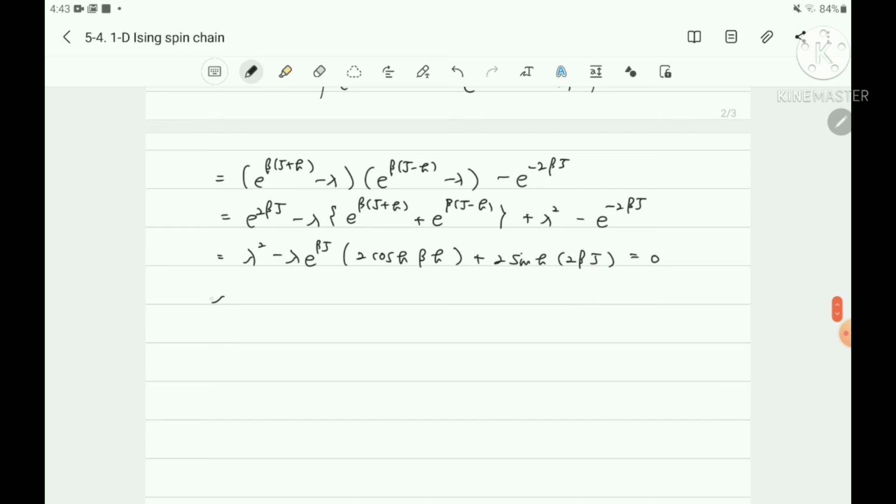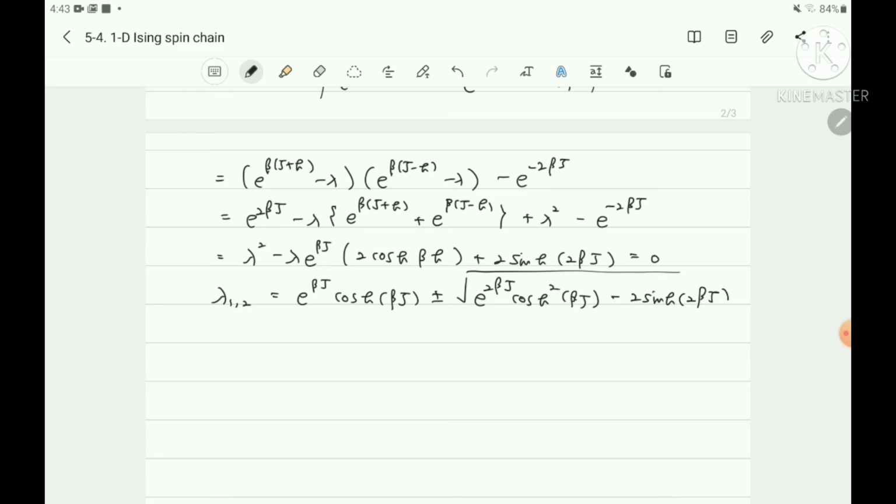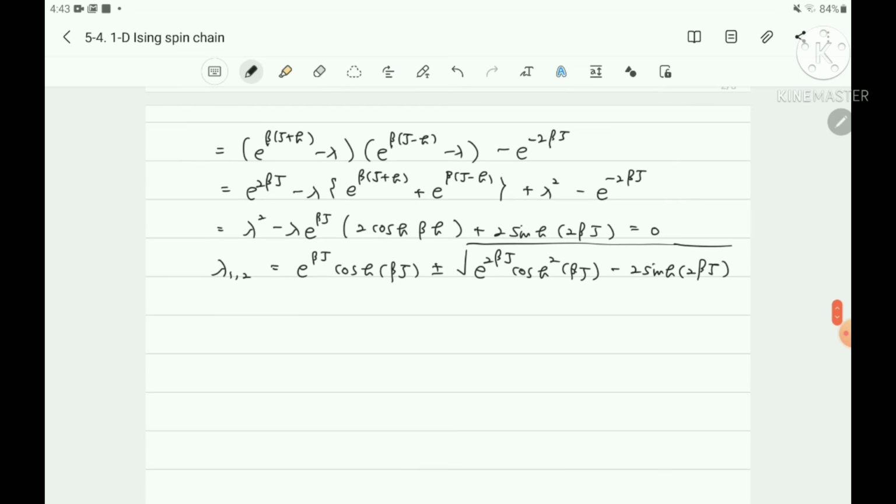The eigenvalues lambda 1 and lambda 2 are exponential beta J cosh beta h, plus or minus the square root of exponential 2 beta J cosh squared beta h minus 2 sinh 2 beta J. Let's assume that lambda 1 is positive and lambda 1 is greater than lambda 2.